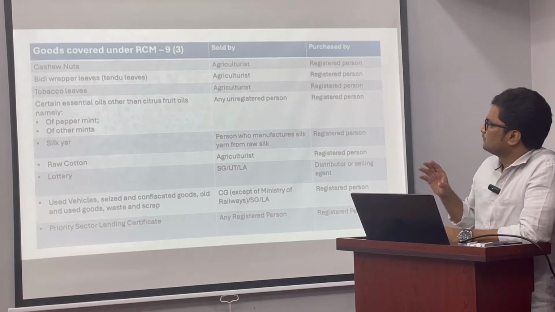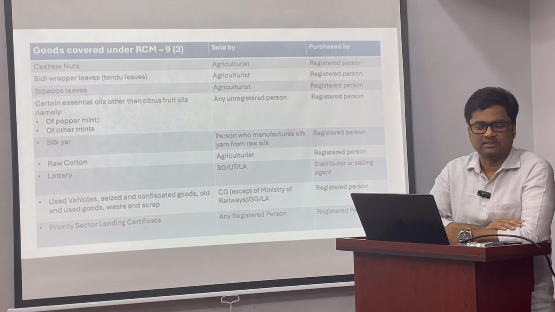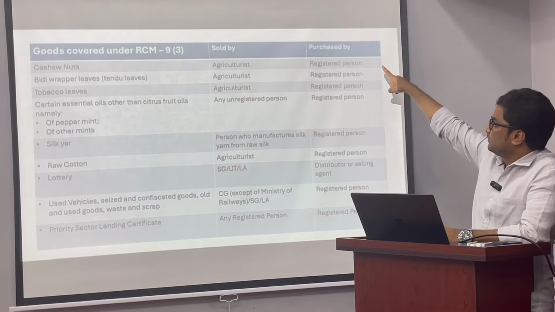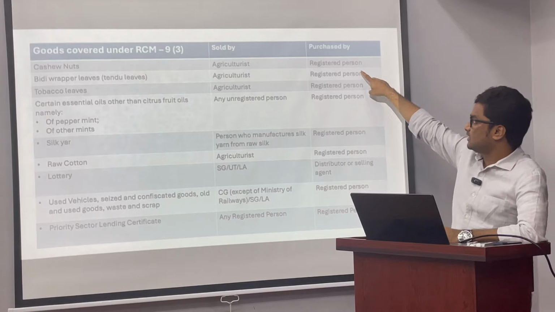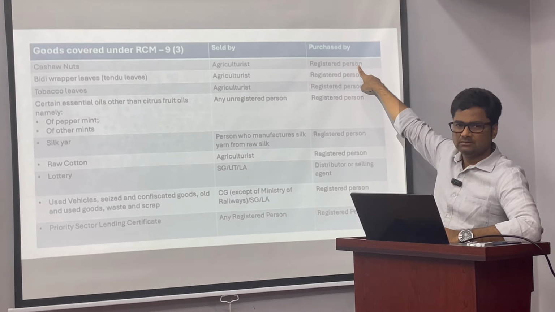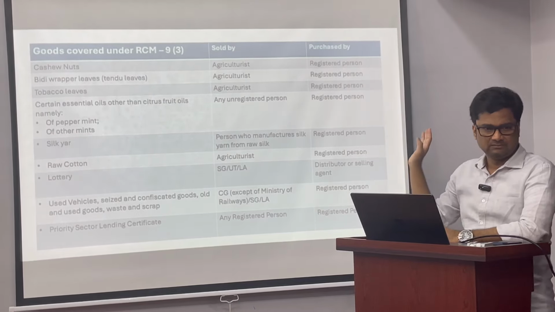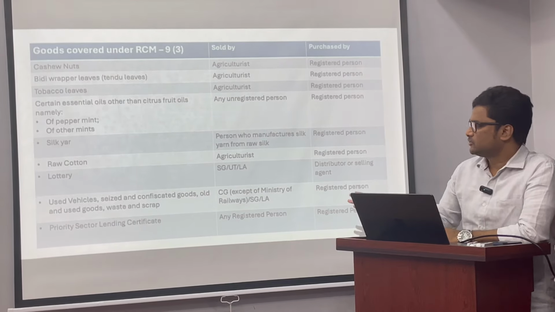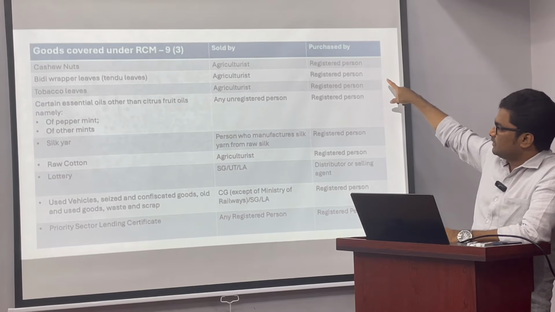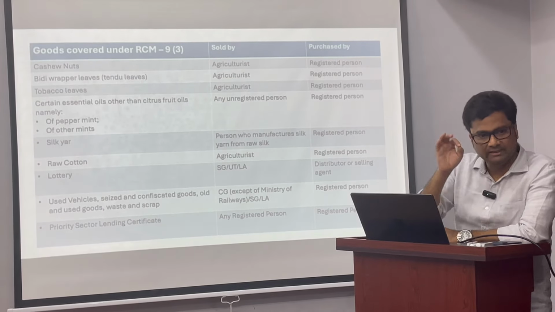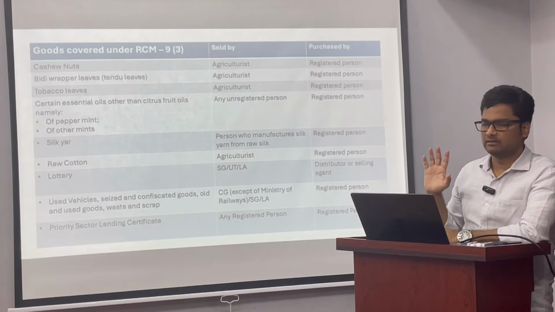Rather, I will ask the registered person. That is, purchased by a registered person. If it is purchased by an unregistered person, not applicable. Got the point? So it should be sold by an agriculturist and it should be purchased by a registered person. Only then RCM is applicable.